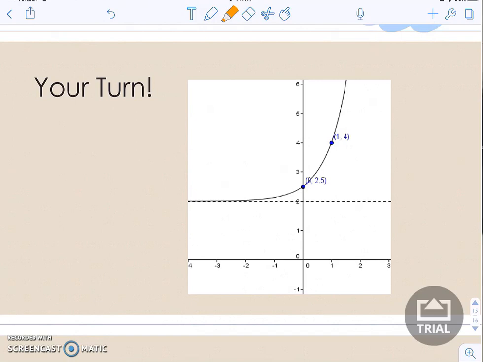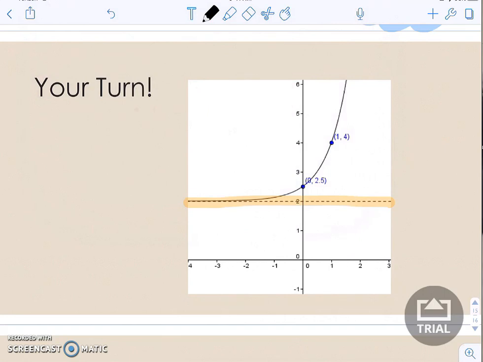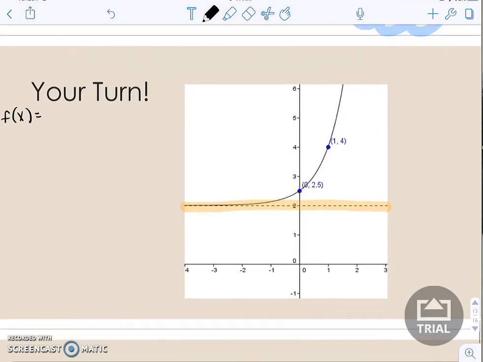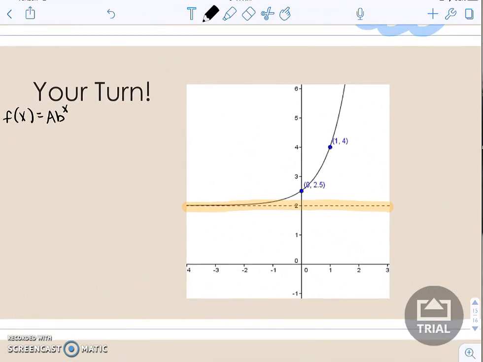So the very first thing we want to look at is C, and C tells us to look at our horizontal asymptote. And I see a horizontal asymptote at the value of y equals 2, and so that lets me know the new equation that I'm working with at this point is f of x is equal to a times b to the x plus the value 2. Okay? And that was finding my C.